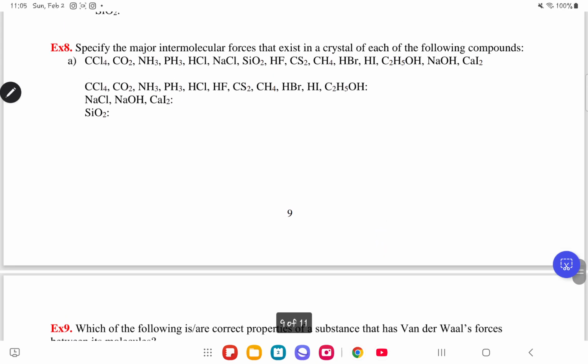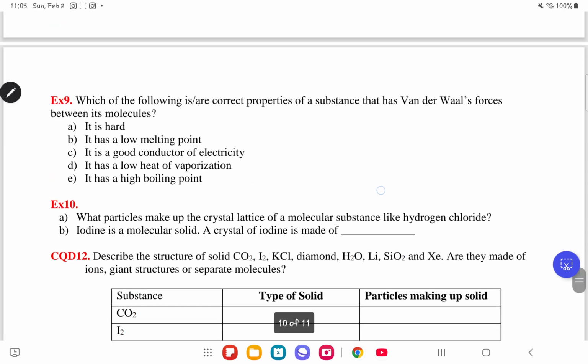Now in exercise 8, they asked us to specify the major intermolecular forces that exist in a crystal of each of the following. So they put them in 3 groups for us. So the first group, first of all, it is van der Waals forces. The second group, okay, it is ionic bonding or ionic forces. The third group is definitely covalent bonding, which is covalent forces.